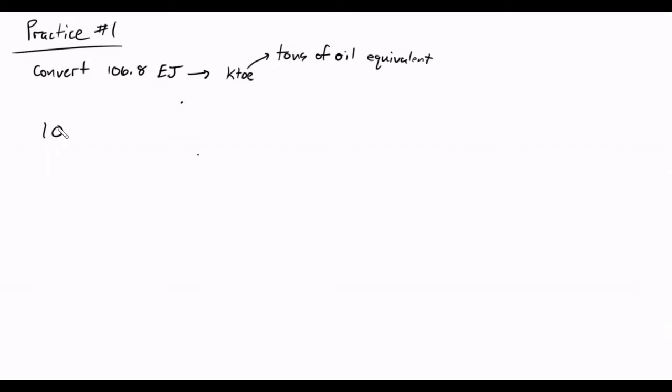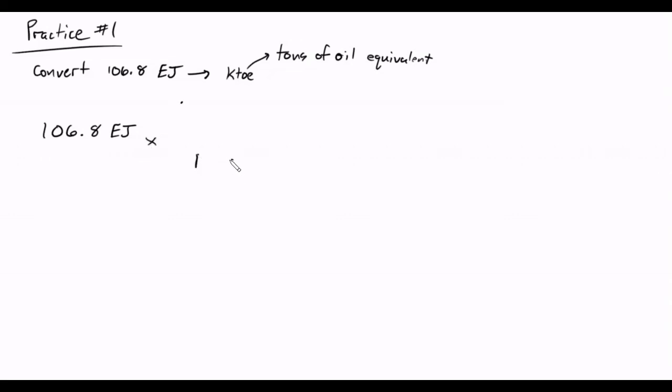So how that works is we write our beginning value, which is 106.8 exajoules. Now we need to get to kilotoe. And for me, the easiest thing to do is to look up a conversion that we know, which, as given in class, is 41.87 gigajoules equal to 1 toe. So we need to get to gigajoules from exajoules.